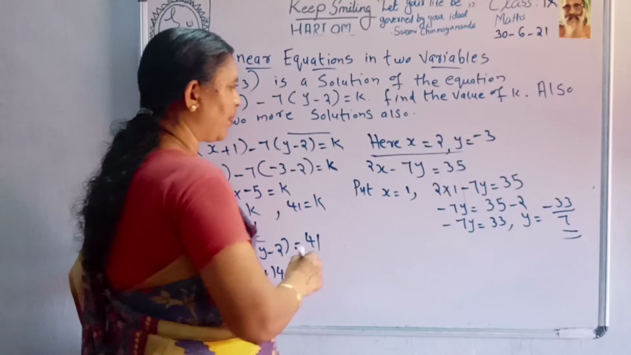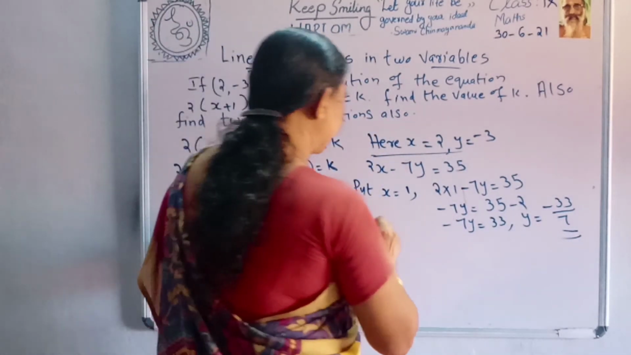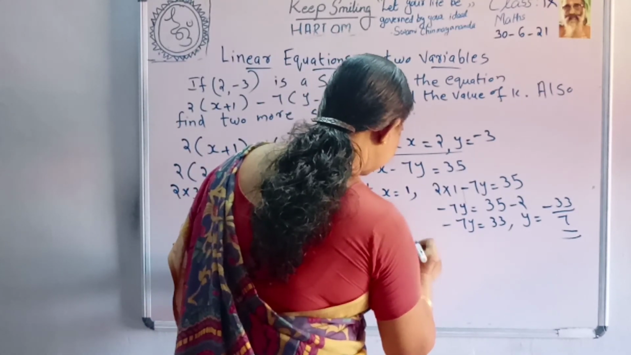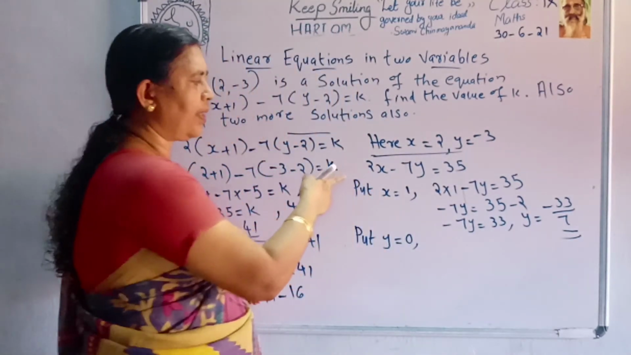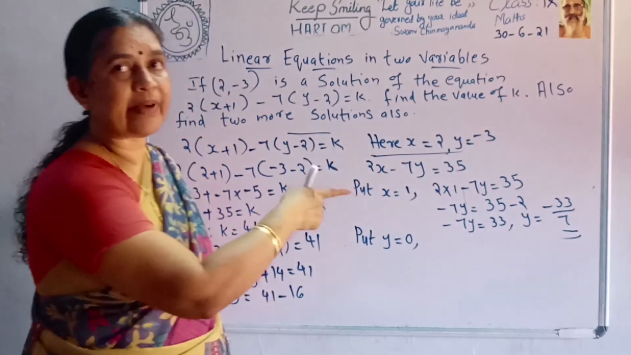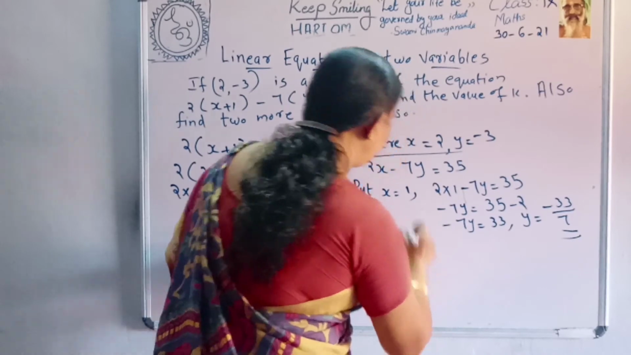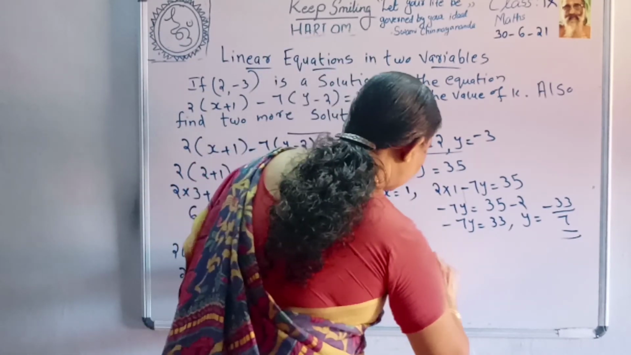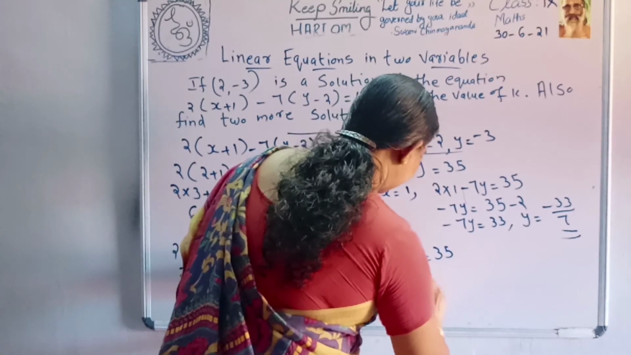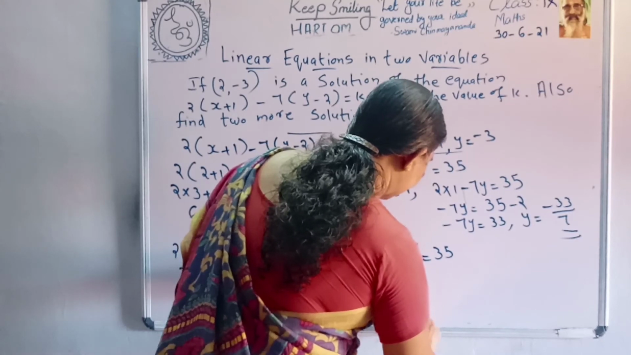Then you find one more value. We are asked to find two more solutions. Then we can put y is equal to 0. Put y is equal to 0. Then what is the answer? We put y is equal to 0 in the equation 2x minus 7y is equal to 35. Then 2x minus 7 into, instead of y we put 0, is equal to 35. Therefore, 2x is equal to 35. Then what is x? X is equal to 35 by 2.